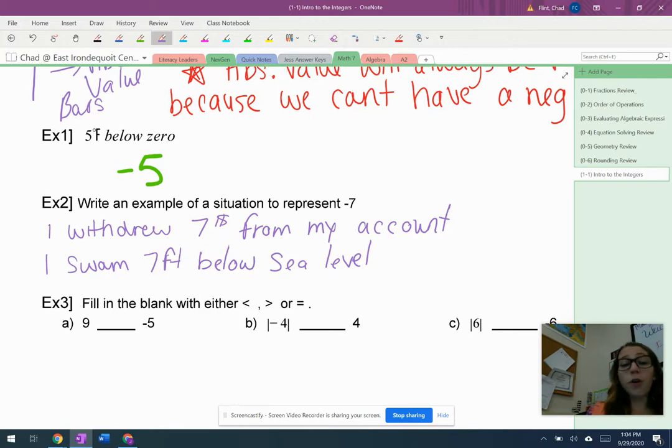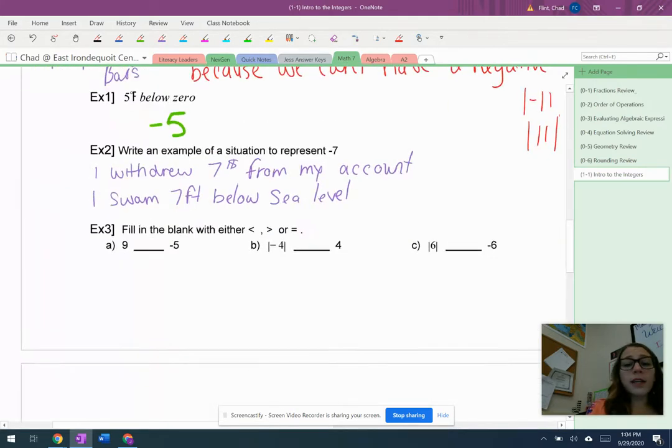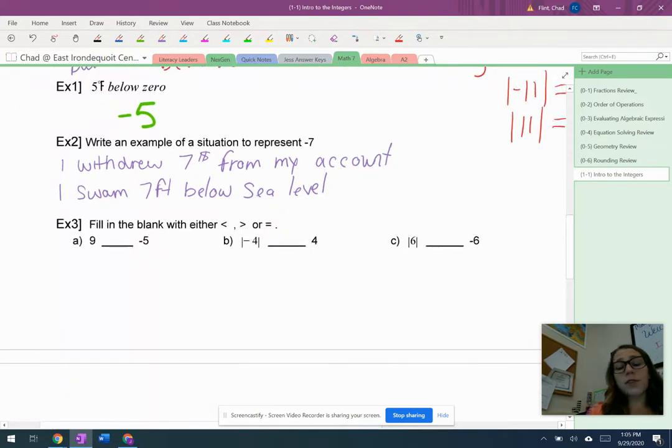I ask you to do that in your homework, but with negative 250. So finally, this example 3, fill in the blank with either the less than, greater than, or equal to. So 9 blank negative 5. 9 is greater than negative 5, which is not the right symbol. That's the less than symbol. So let's try that again. 9 is greater, there we go, than negative 5.